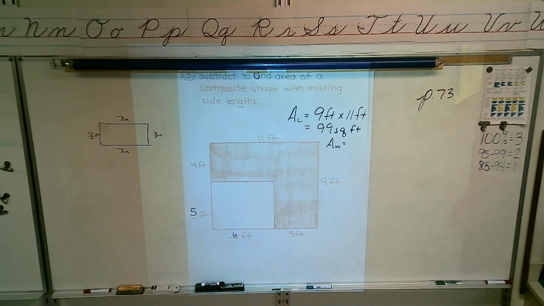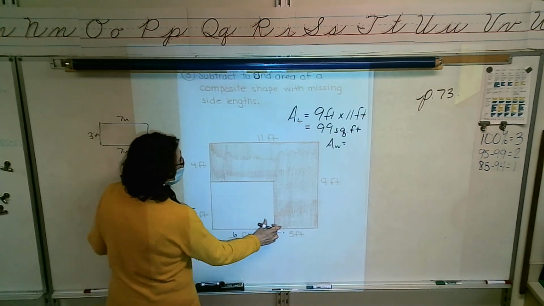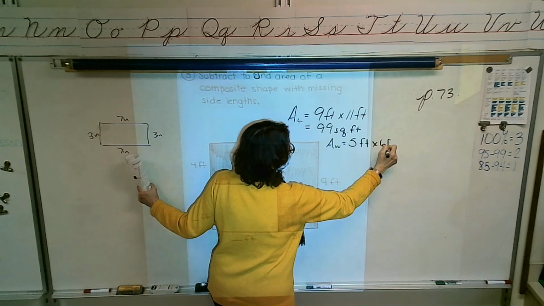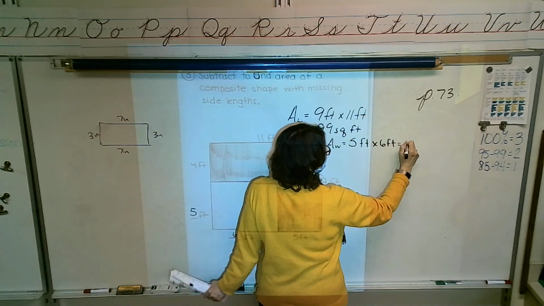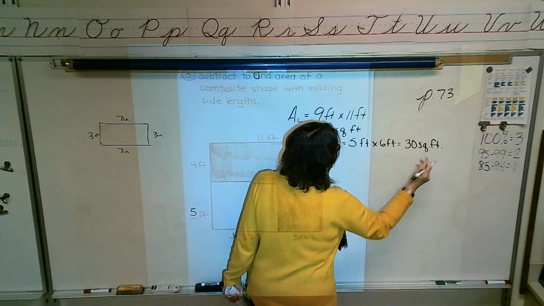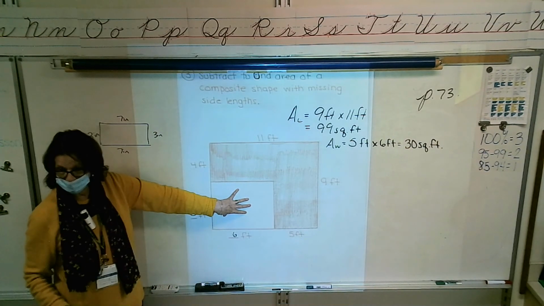All right. So the area of the white equals side lengths of the white rectangle? They are 5 feet times 6 feet. Most of you got that, so nice job. 5 feet times 6 feet equals 30 square feet. Let's remind ourselves, what does 30 square feet represent? It represents the white part.